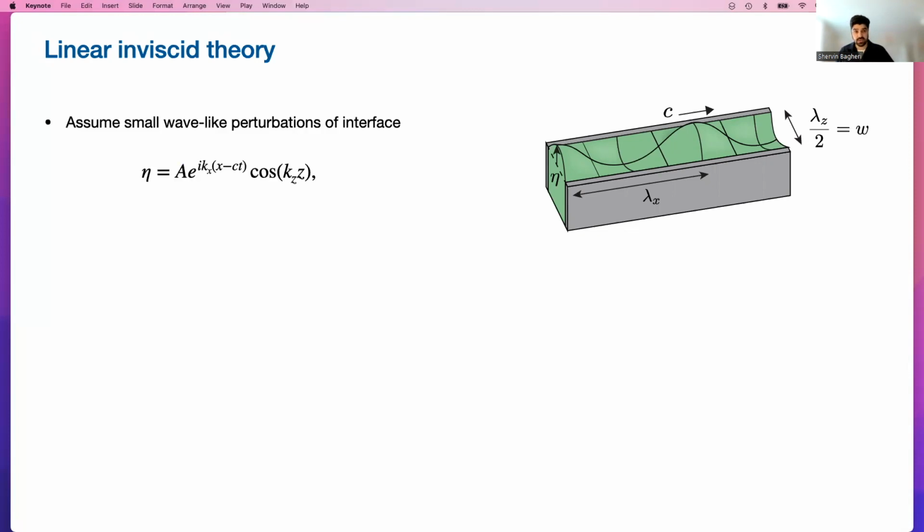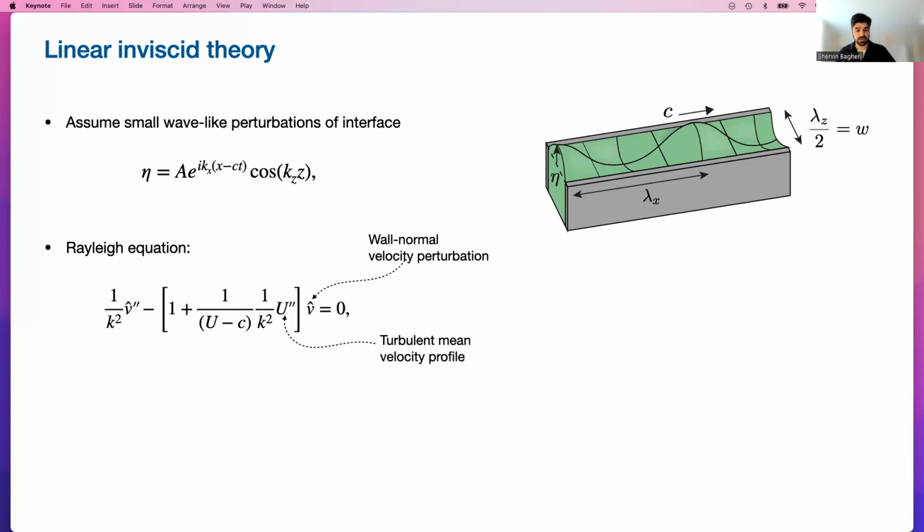So we can assume that we have a wave-like perturbation here, right? This is a kind of ansatz we can do, where we have a wave number in the streamwise direction, a wave number in the spanwise direction, and then a complex phase speed that will also give us the growth rate, right? So C is complex. And you can insert this into Navier-Stokes and linearize it.